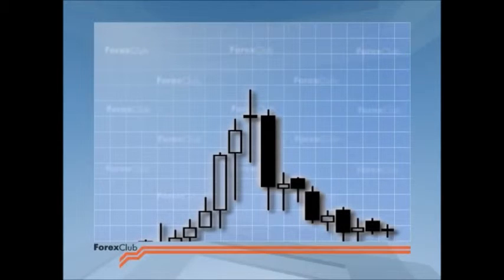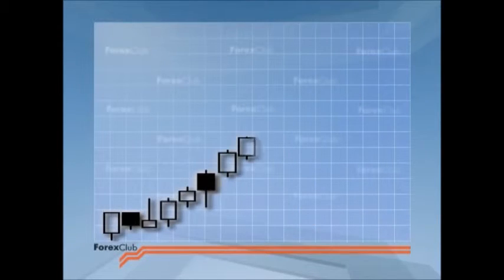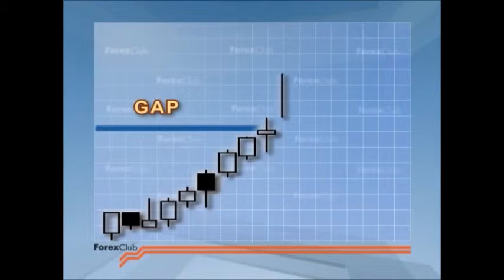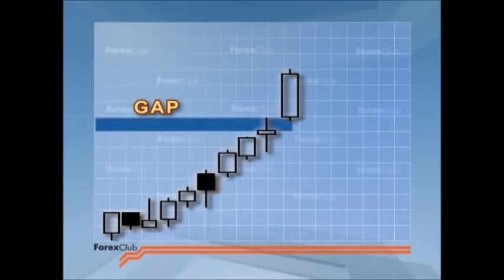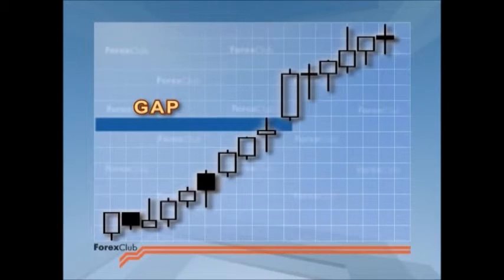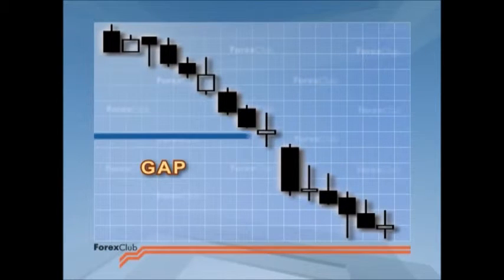A Doji star on an uptrend gives us a good guide to the top of a movement. Don't forget that if the Doji star is followed by a gap with a white candle above, then the Doji ceases to be a bearish signal. A mirror image of this situation occurs on the bottom of the market.